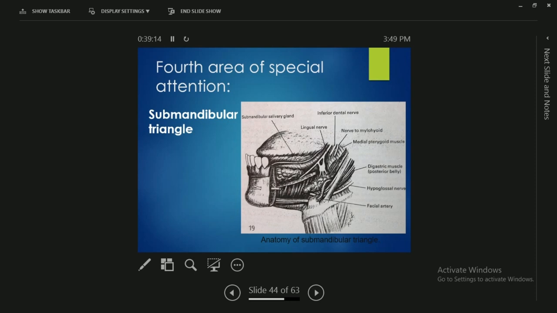Now, the fourth area of special attention is the submandibular triangle. In the submandibular triangle, we can see the submandibular salivary gland, lingual nerve, hypoglossal nerve, facial artery, and mylohyoid muscle.